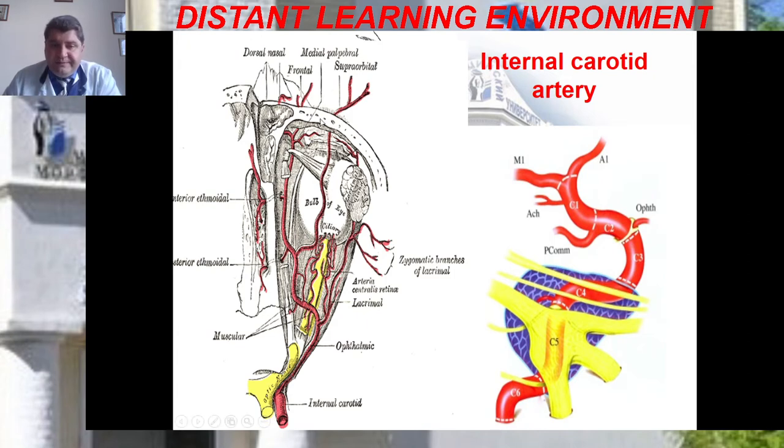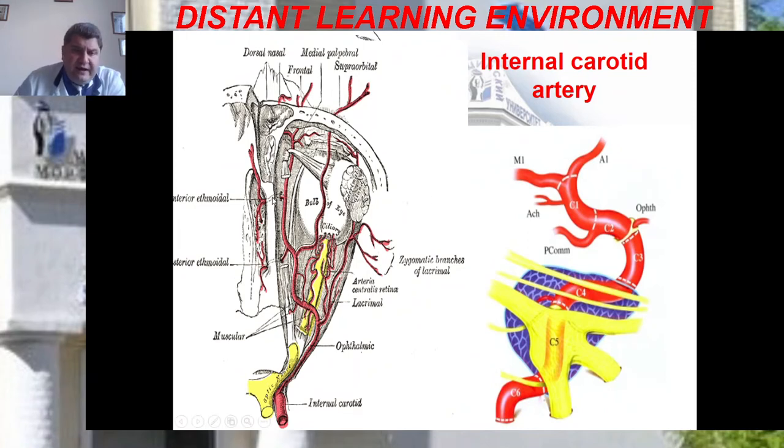And in the orbit, this artery gives branches for the eyeball and also for the accessory apparatus of the eyeball: for muscles, for the lacrimal gland, for the fatty tissue around the eyeball, and it also gives branches for the meninges of the anterior skull fossa, the anterior cranial fossa.